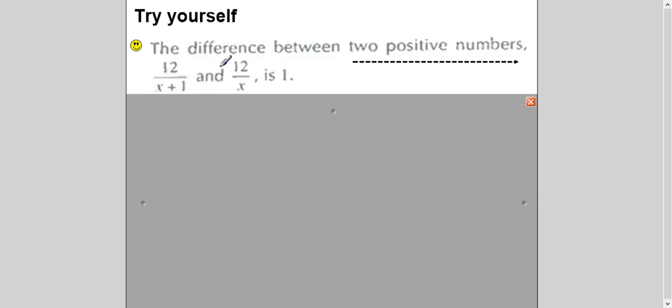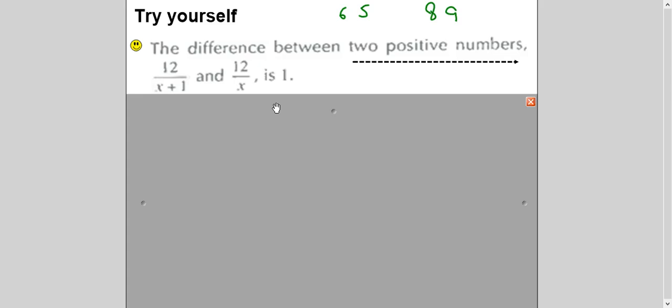You know what the difference means when you subtract two things. So the question is saying the difference between two positive numbers. These are the numbers. Positive numbers mean maybe one is 6, the other is 5. Maybe one is 8, the other is 9. So the difference between them is 1. Now, what mistake can a student make? Let's see it.